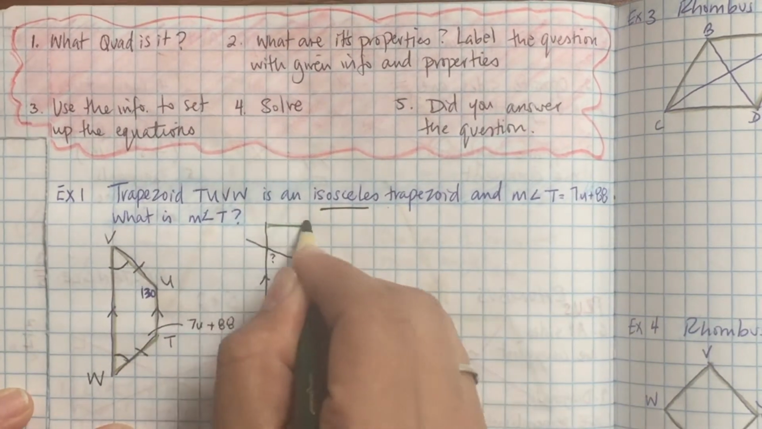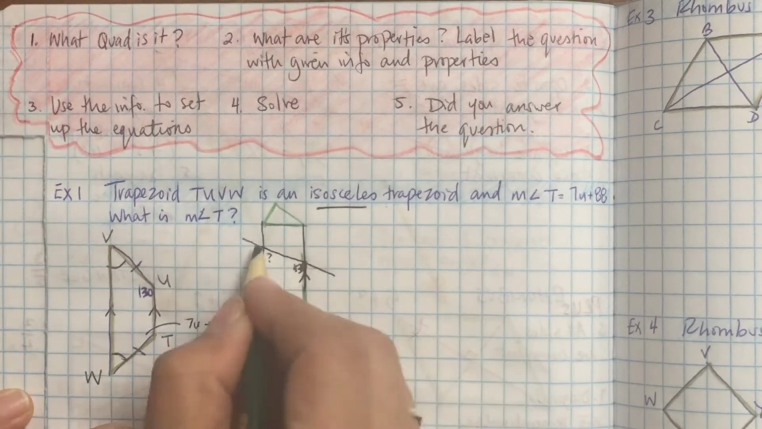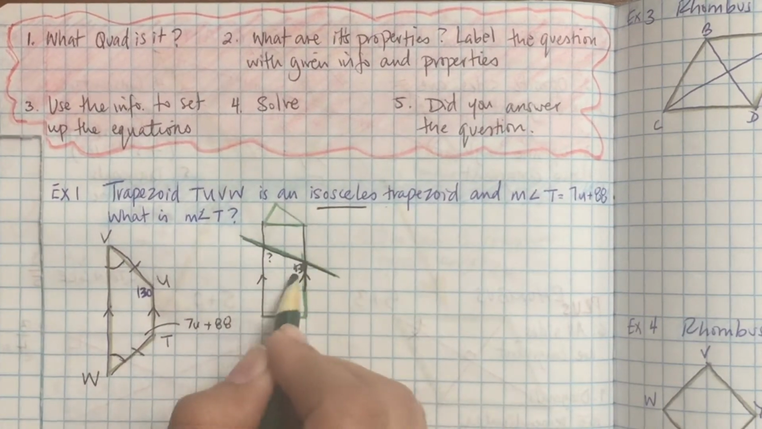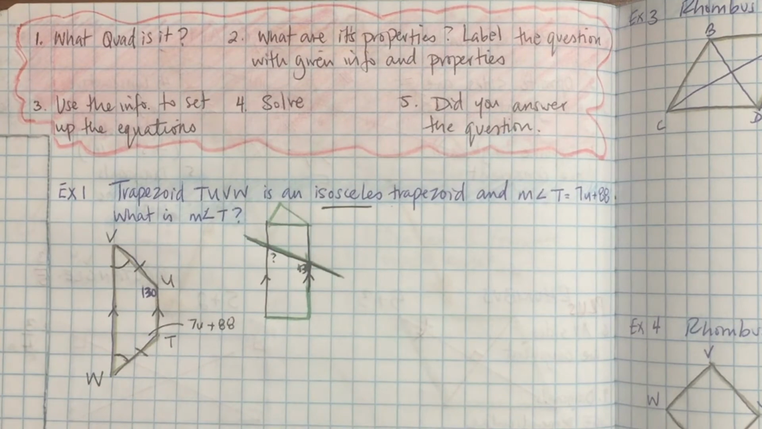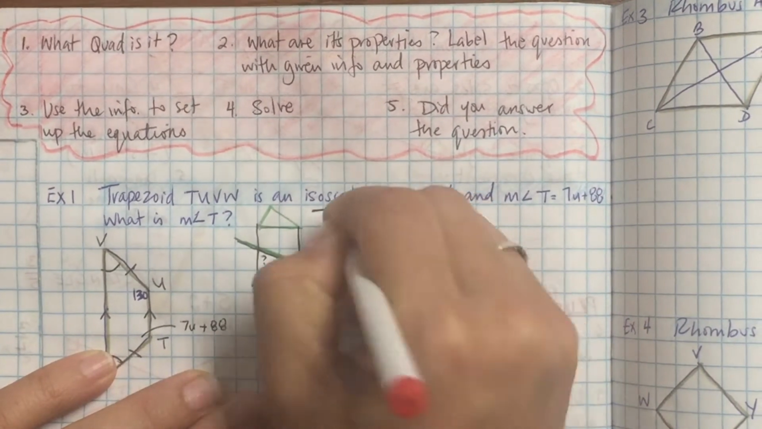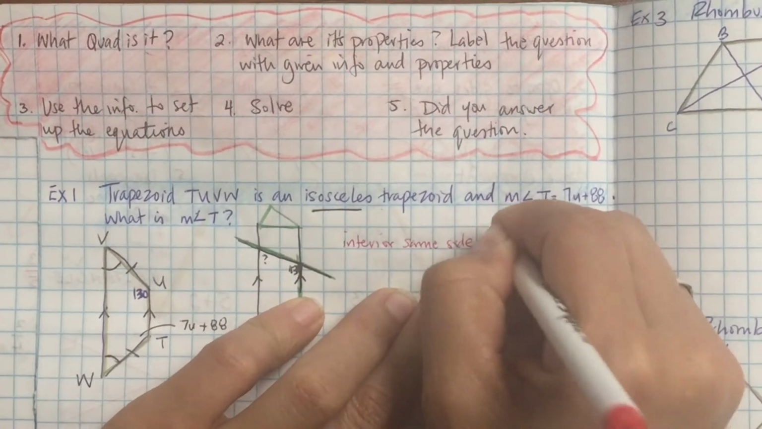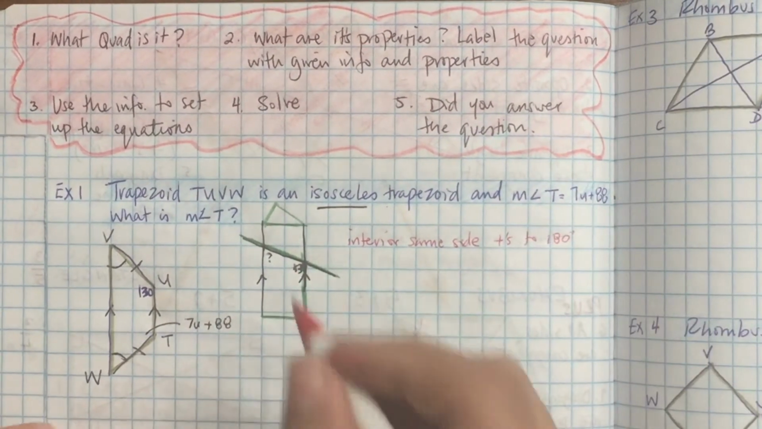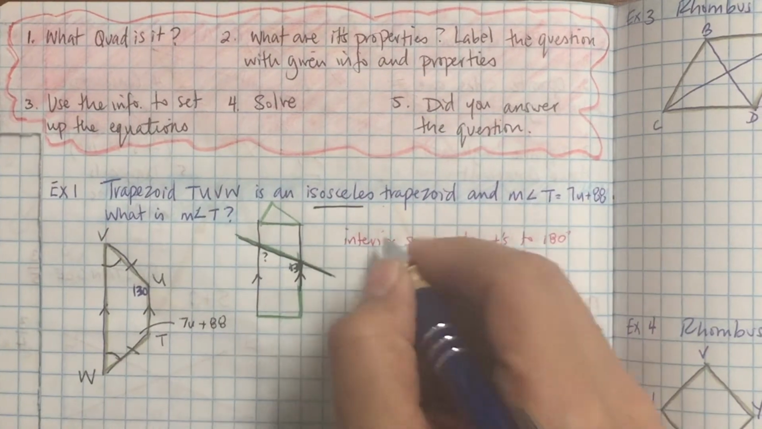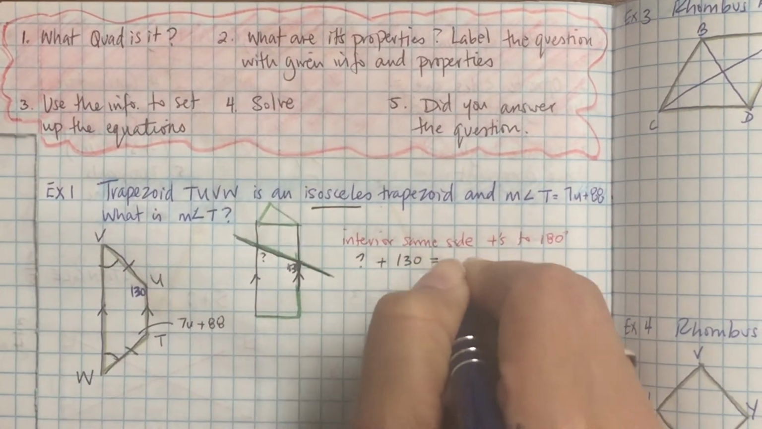Well, what do you know about those two angles? They're interior same side. And what do you know about interior same side? They add up to 180. So 130 plus question mark is going to give me 180. This is a listening check. Color in interior same side adds to 180. And again, that just comes from parallel lines and transversals.